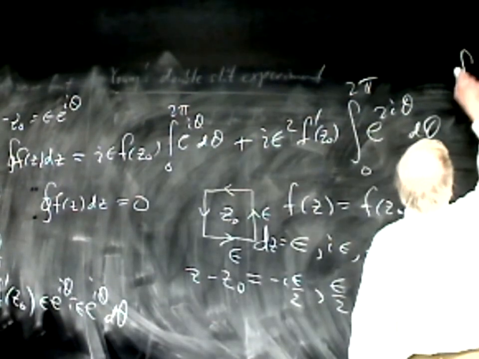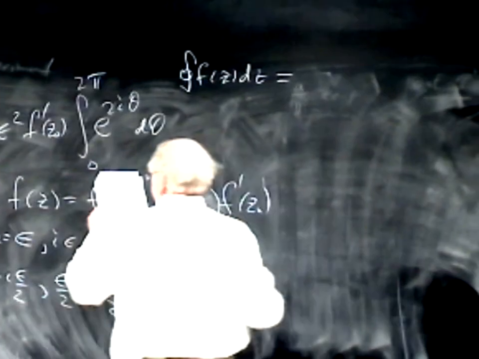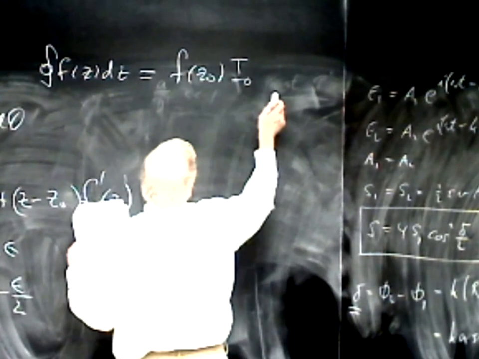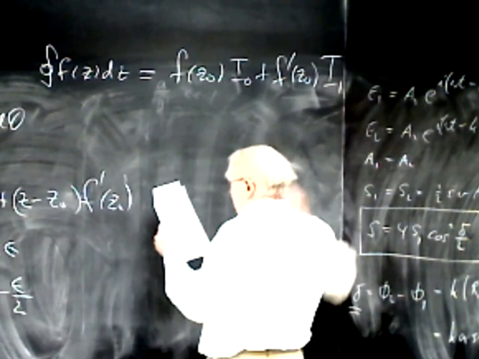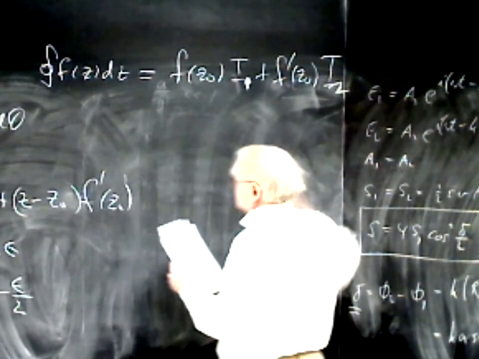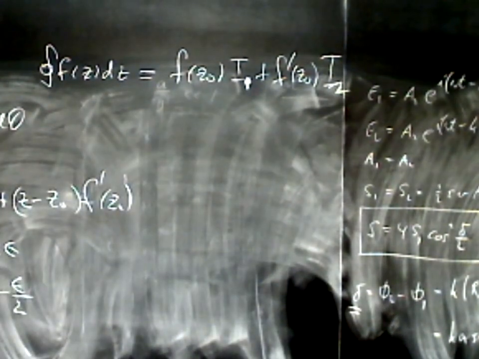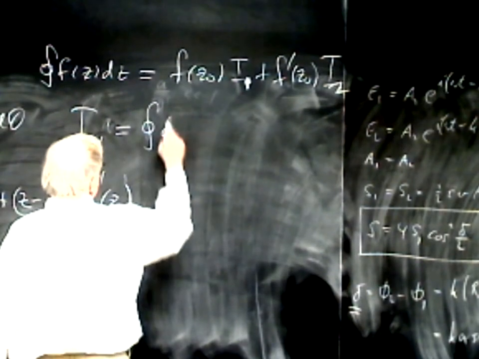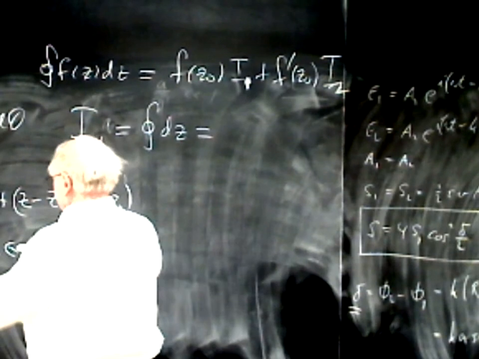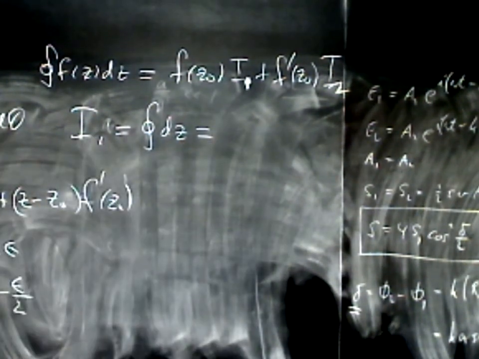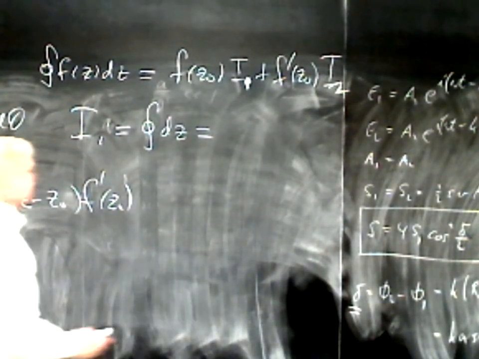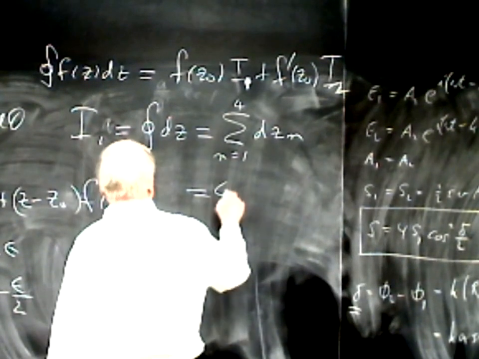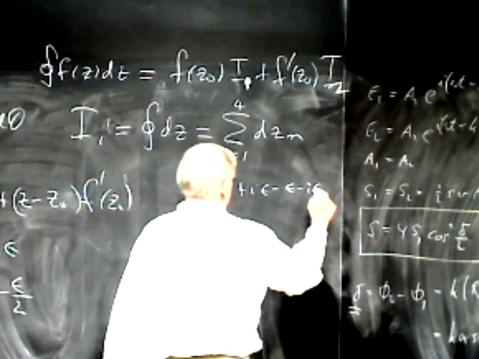And so then, the integral of f of z dz is then two integrals, f of z0 times I1 plus f prime of z0 times I2. Now, the first integral is 0, because I1 is just the integral of dz around the square, and so that's nothing more than the sum of these four dz's. We can call this dz sub n, so it's the sum, n equals 1 to 4, of dzn, and those just add to 0, because it's epsilon plus i epsilon minus epsilon minus i epsilon, so it's 0.